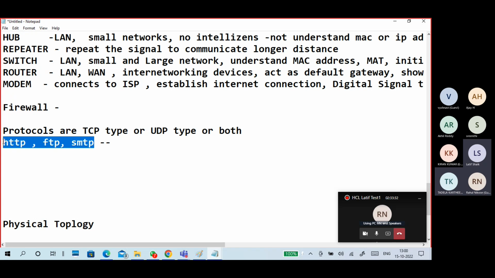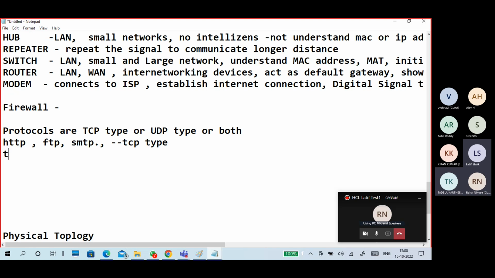So for example, SMTP, FTP, these certain protocols are TCP type protocols. Take TFTP, DHCP, DNS: these types of protocols are UDP type protocols. It means when you are communicating, you use a protocol, like when you want to upload and download a file from an FTP server, you use the FTP protocol.